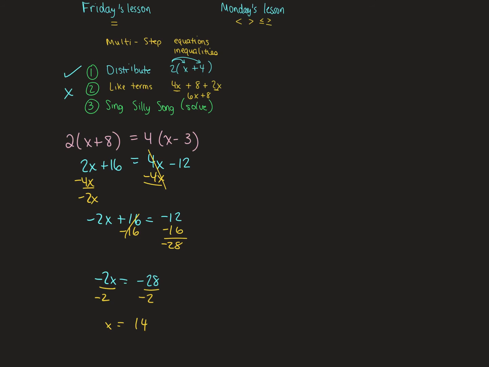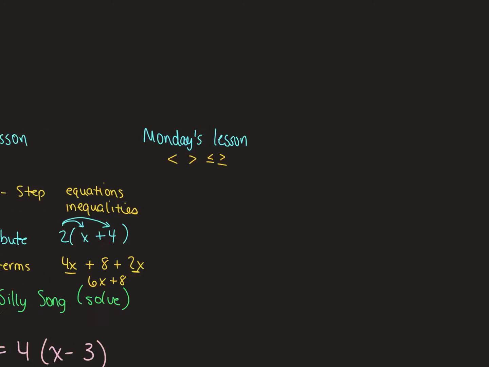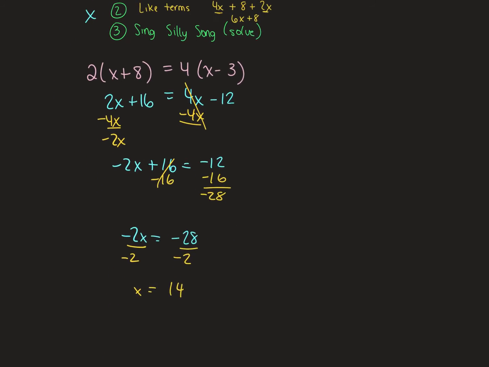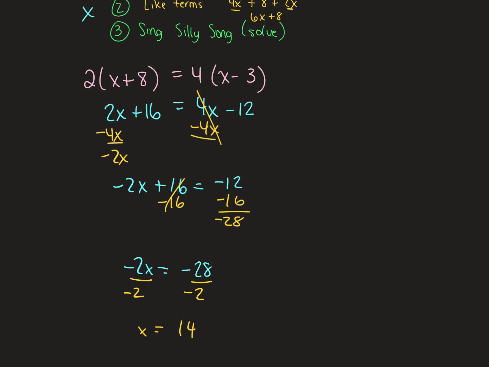Now I said that Friday was all equal signs, but Monday would have alligator mouths. So let's do this same problem, but I'm going to erase all of my equal signs. And on Monday we would do the same kind of question, but let's say it was a less than. So then I go less than, so then I go less than, so then I go less than, but I divided by a negative, so I change it to greater than, and I have to graph. That's the only difference between Friday and Monday.